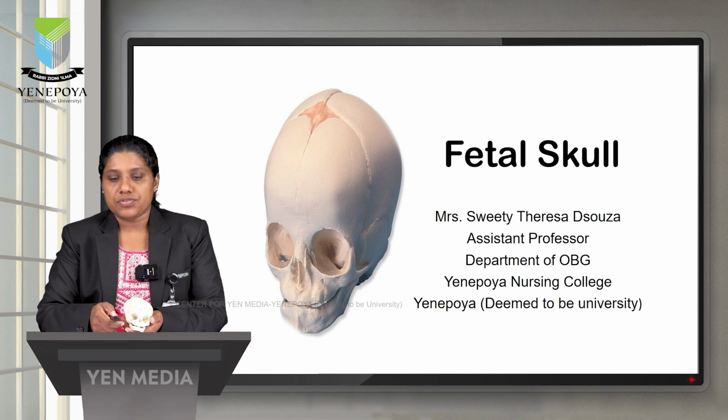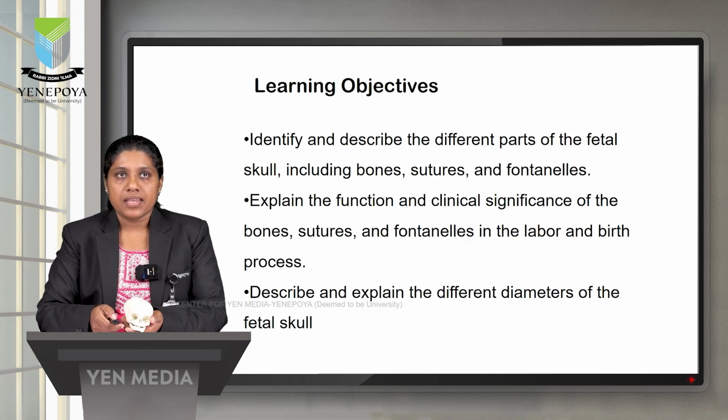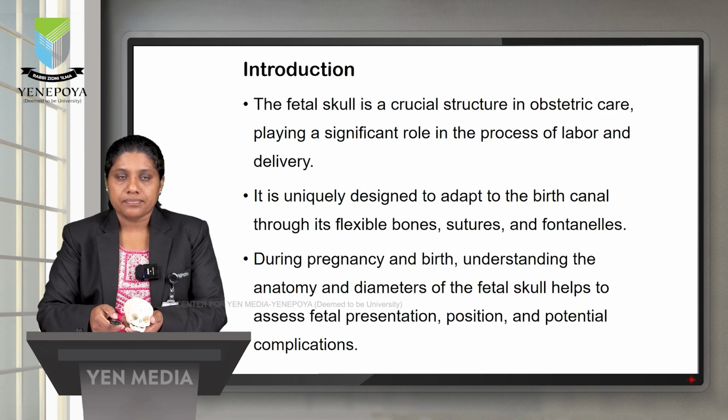Before moving to the demonstration, let's see the learning objectives for today's class. First, to identify and describe the different parts of the fetal skull, including bones, sutures and fontanelles. Explain the function and clinical significance of the bones, sutures and fontanelles in the labor and birth process. Describe and explain the different diameters of the fetal skull.